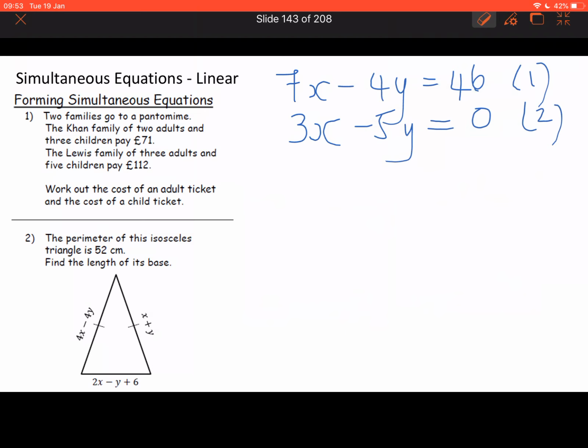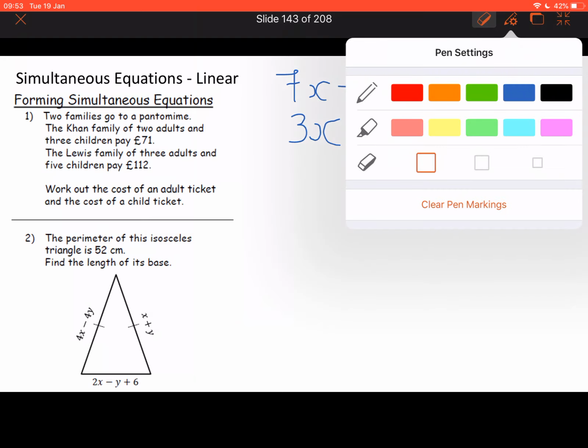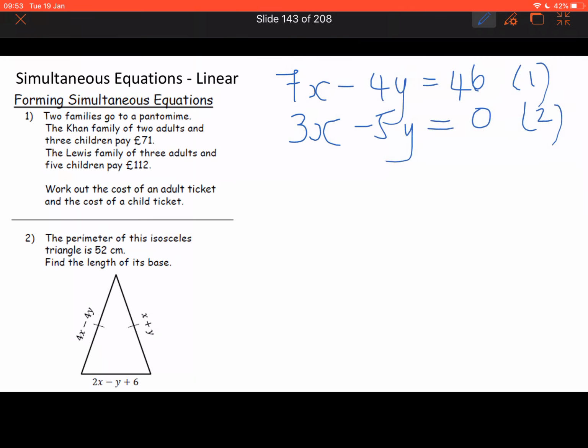And both my x's are positive, both my y's are negative. So again, the signs are the same for each of the variables. So this looks like a difference bar model. Now I am going to make the y's the same this time because that's the negative bit. So it's much easier for me to look at differences between positive things. So I'm going to do equation 1 multiplied by 5. And that will give me 35x subtract 20y. And then I've got to do 46 times 5, which is 230.